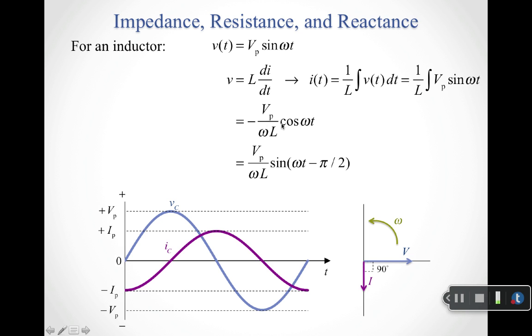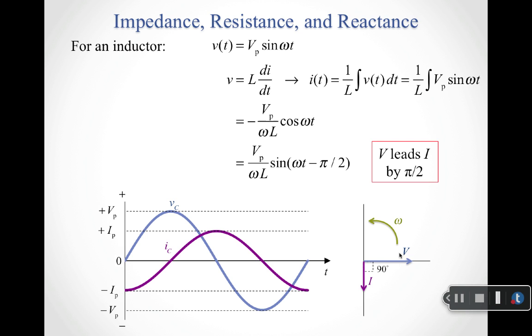And so when I do that integral, what I get is this minus sign, Vp over omega L cosine omega t. And again, I can turn the minus sign and the cosine back into a sine function by recognizing that the minus and the cosine will become a sine of omega t minus pi over 2. So again, this tells me that over an inductor, the voltage leads the current. So now instead of the current leading the voltage, this is just the opposite, where the voltage leads the current.